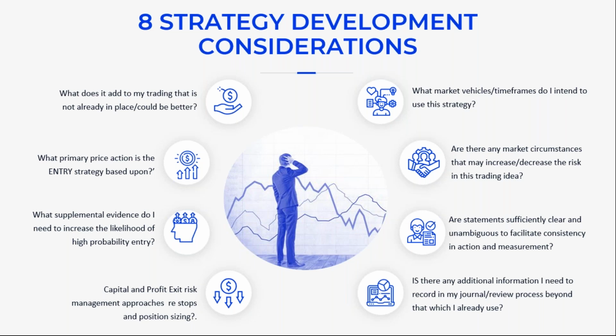And finally, is there any additional information I need to record beyond that which I already use? An example of this would be if you've only been trading one strategy and you've moved to trading 2 or 3 different strategies, then within your journal, if we're going to compare the success of one strategy versus another, you need to document which strategy you're using. So if you follow those 8 development considerations, that essentially is your how-to list about developing a new strategy.